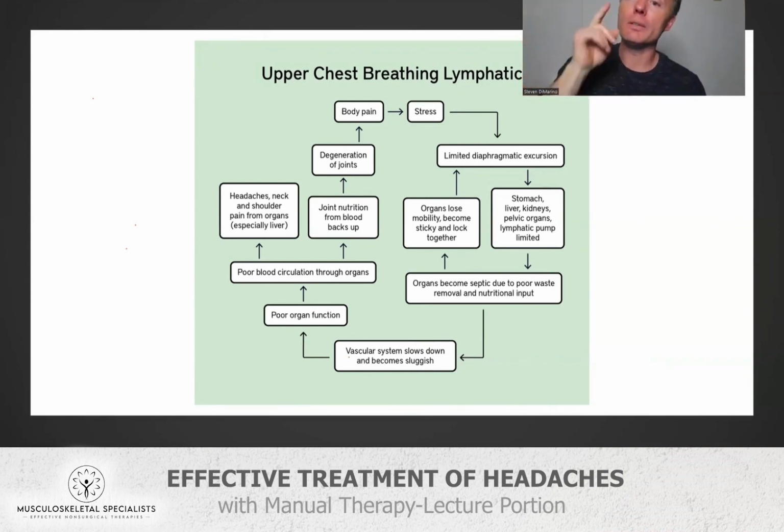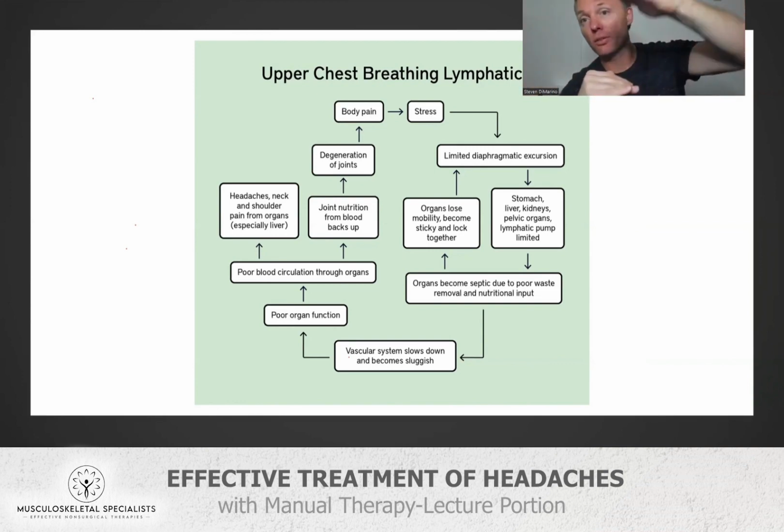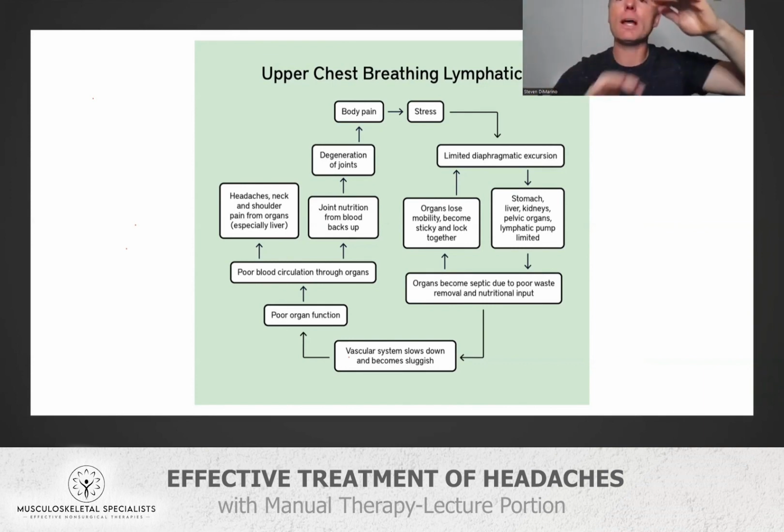Now, if your liver's not moving, what is the uterus doing? Because it's down this much farther. So if it's only moving this, is the uterus moving at all? Is there any lymphatic motion out of your pelvis? No, no. And so this is a big deal. This is a big deal, especially for women.